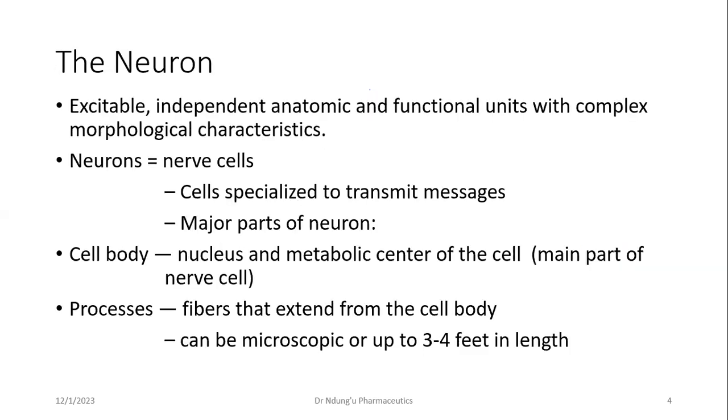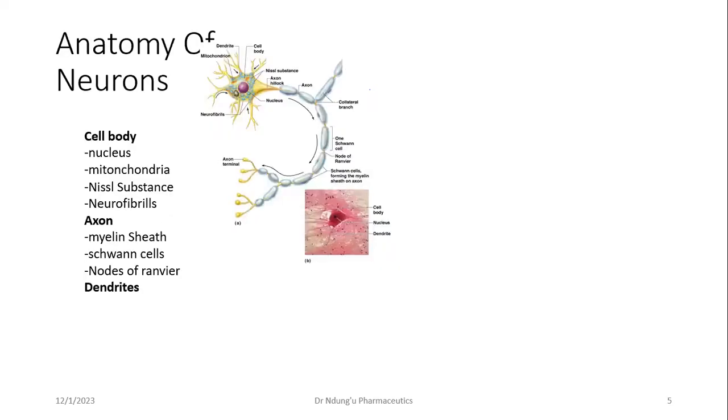The neuron is excitable, an independent anatomic and functional unit with complex morphological characteristics. Neurons are nerve cells specialized to transmit messages. Then there are major parts of the neuron. The cell body has the nucleus and is the metabolic center for the cell. It is the main part of the nerve cell, as you can see here.